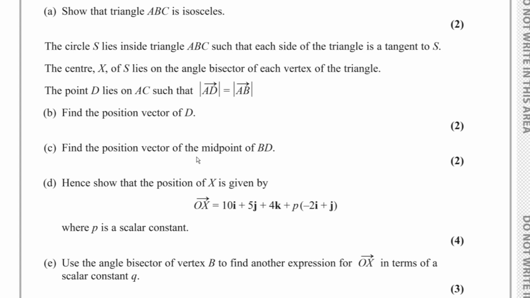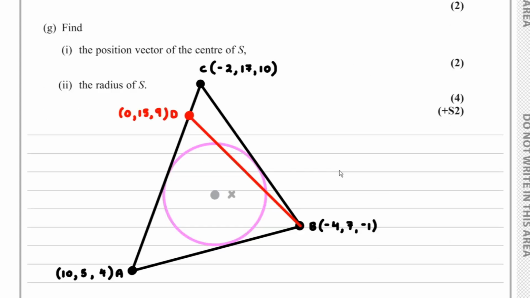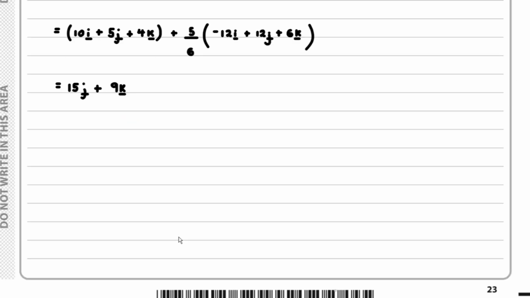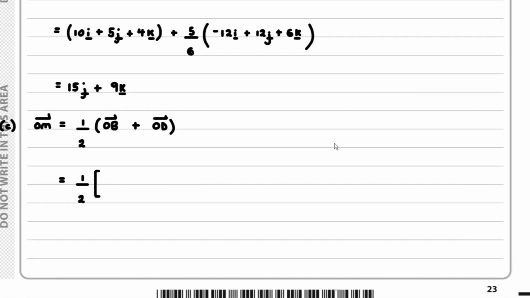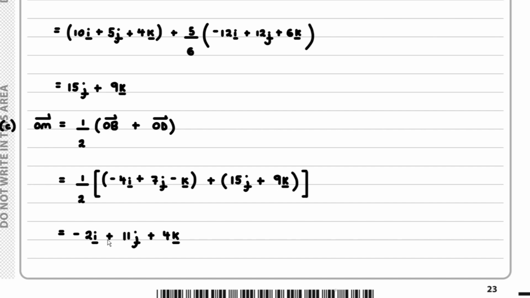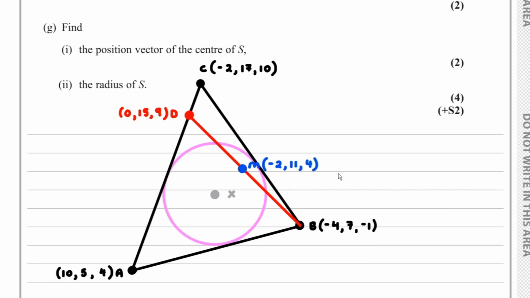Part C. Find the position vector of the midpoint of BD. If I join the point B with D, the midpoint will be over here. The midpoint will be a half of OB plus OD. So I've got a half of the vector OB, which is negative 4i plus 7j subtract k, and we add to this OD, which is 15j plus 9k, and working this out, we get negative 2i plus 11j plus 4k. Let's show that on the diagram.